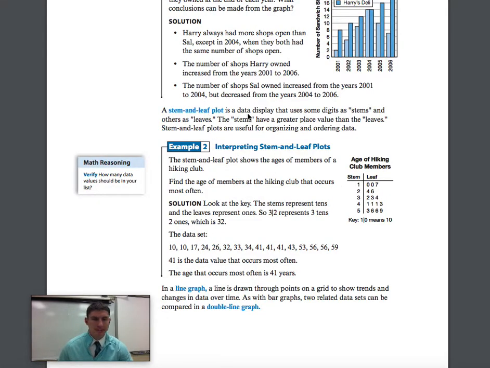A stem and leaf plot is a data display that uses digits as stems and others as leaves. The stems have a greater place value than the leaves. Stem and leaf plots are useful for organizing and ordering data. In example 2, you're interpreting a stem and leaf plot. That example is right here.